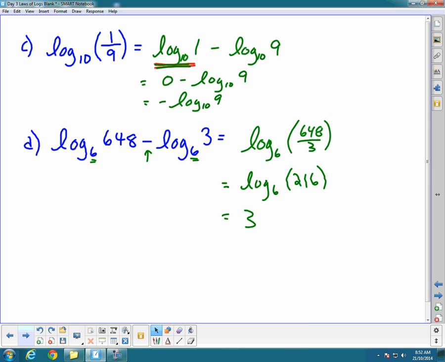But you'll see how each of the individual logs I couldn't have evaluated on their own. They weren't easy to do. But by combining them using the quotient law, I ended up with a logarithm that was possible. It's not always going to work that way, but it does on that one.